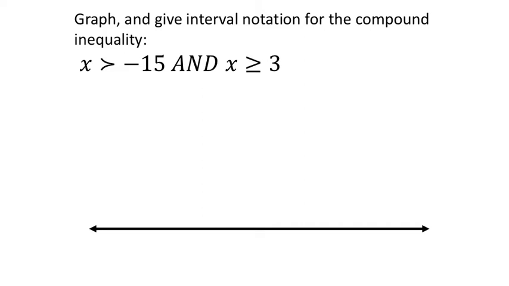Let's see what it looks like. So I'm not going to do all the tick marks. I hope that's okay. And it may not be proportional. Hopefully that's okay. But I know 3 is positive, so it'll be to the right of 0. 15 is negative, so that's going to be to the left of 0. And it's just farther to the left, right?